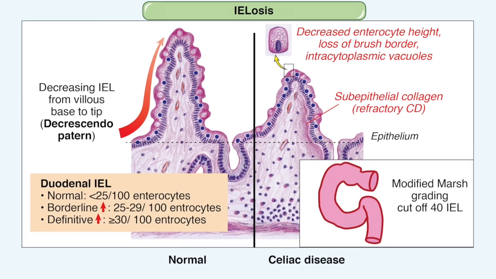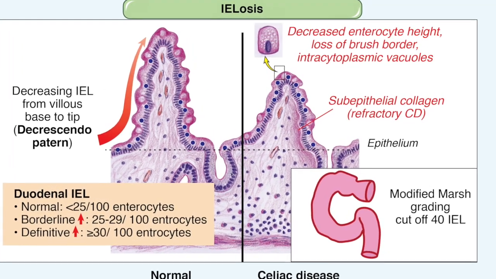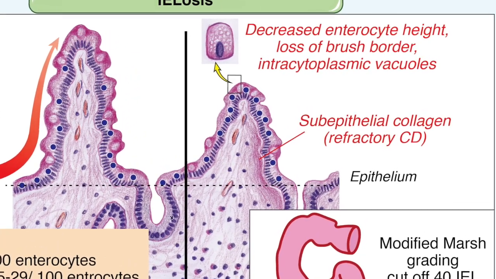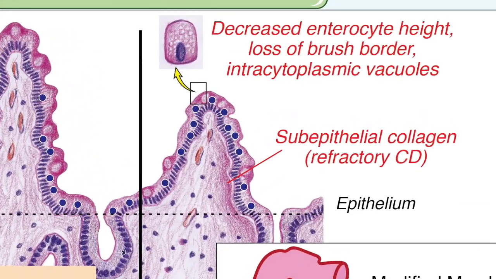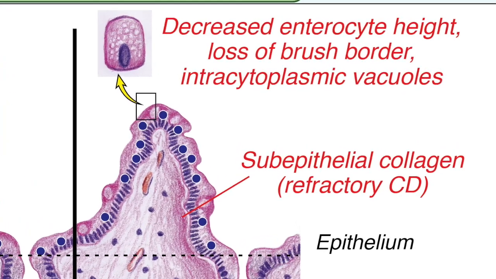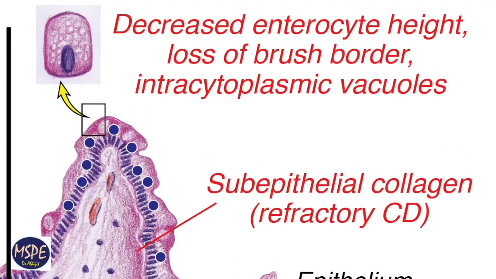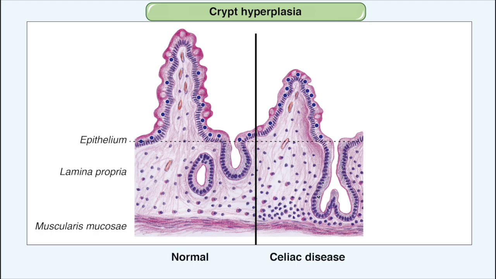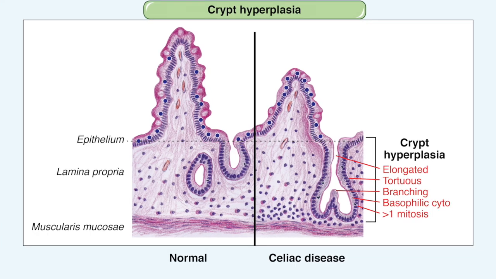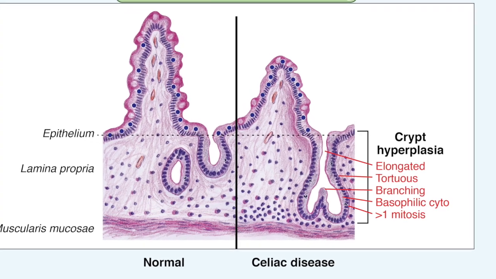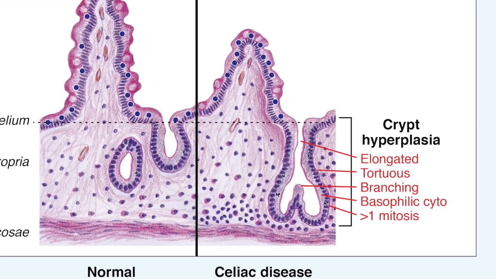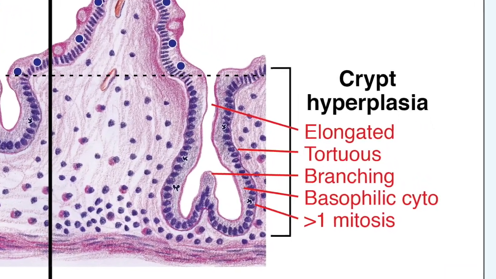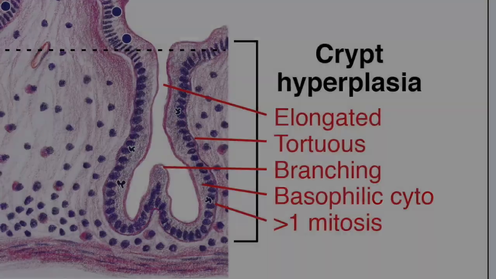There may be other morphological features such as decreased enterocyte height, intracytoplasmic vacuolation, loss of brush border, and thickened subepithelial collagen, mainly in the refractory celiac disease. Crypt hyperplasia. Crypt hyperplasia suggests elongated, tortuous, and branching crypts with cytoplasmic amphophilic basophilia. These regenerative changes are often associated with more than one mitosis per crypt.